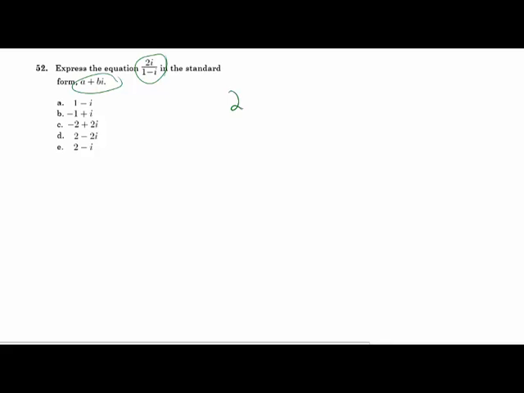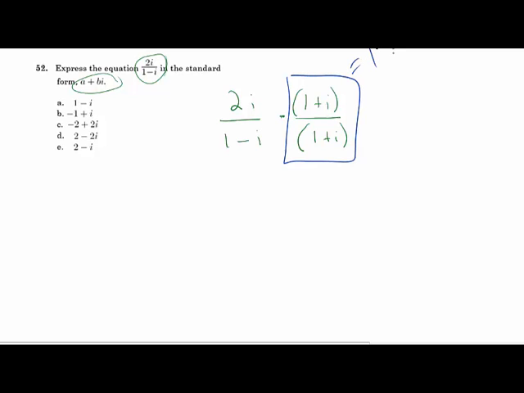And so we look at this and we think, well, what we know is that if we need to get rid of an i in the denominator, we have to multiply the numerator and denominator by that denominator's conjugate. And what's the conjugate of 1 minus i? Well, it's 1 plus i. So we multiply the numerator and denominator by 1 plus i. And we know we can do this because this whole thing equals 1, so we're not changing any specific values.